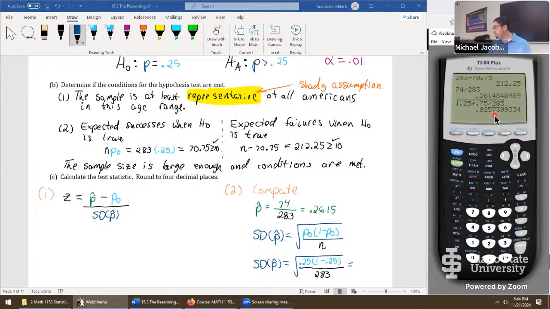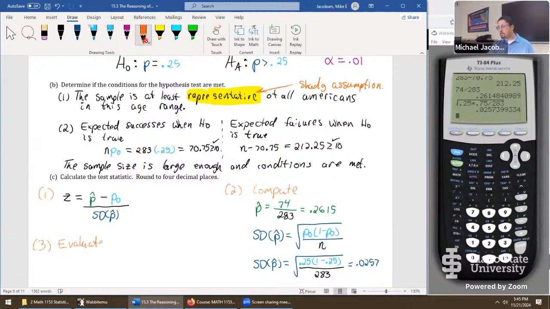Okay, so let's record our official result. Standard deviation of our statistic is 0.0257. Okay, now that we have that down, we can go back over here, and this is what I would consider a good step 3.